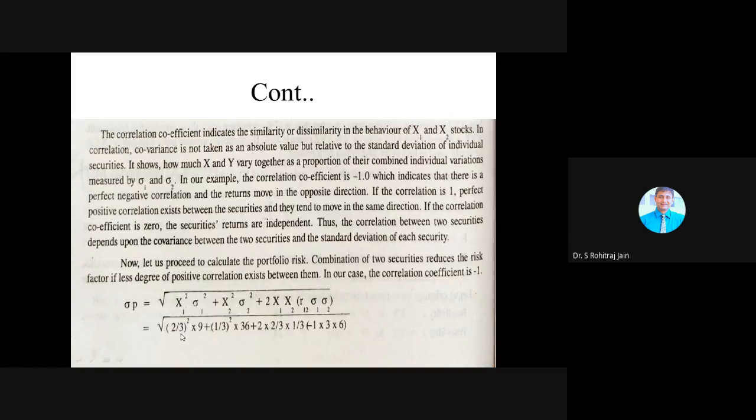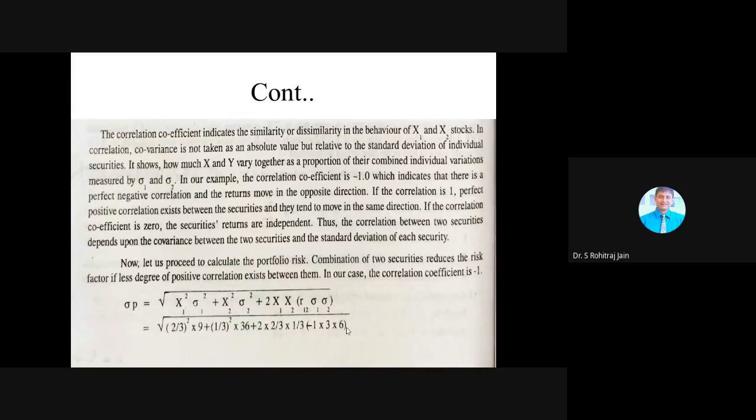X1 is what? 2 by 3 square multiplied by sigma 1 square, that is 9, plus 1 by 3 square multiplied by 6 square, which is how much? 36, plus 2 into x1, what is x1? The proportion of funds that has been invested in security 1, that is 2 by 3, into x2, which is 1 by 3, multiplied by the correlation coefficient we have calculated. How much? Minus 1 multiplied by 3 into 6.